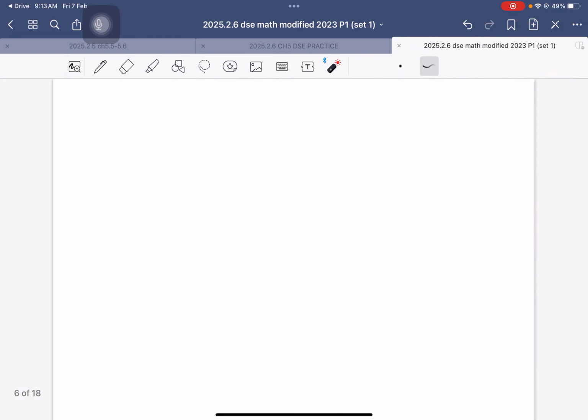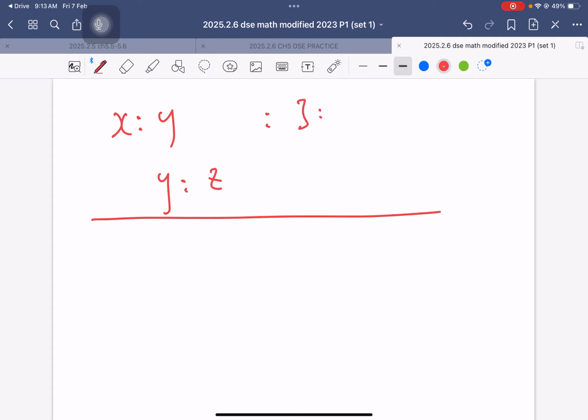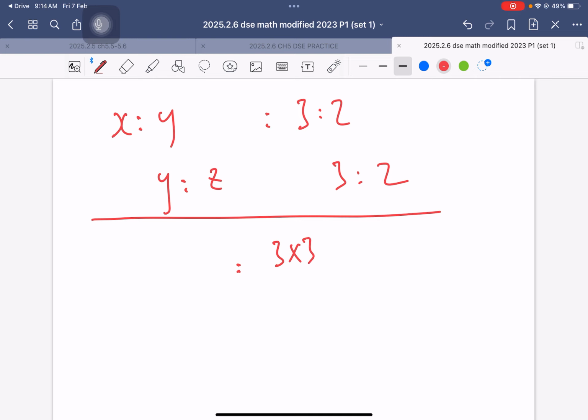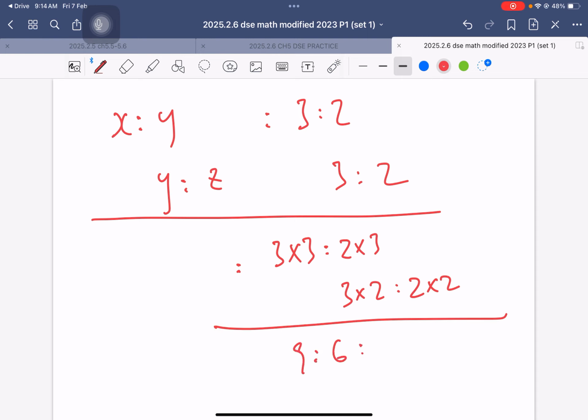Okay, just listen. If I have x to y and y to z, this is equal to 3 to 2. And what you need to do, this is the number in common, isn't it? So I need to times the other number. So this becomes 3 times 3 to 2 times 3, and I have 3 times 2 to 2 times 2. So this is giving you 9 to 6 to 4.